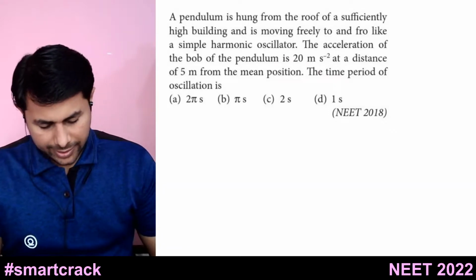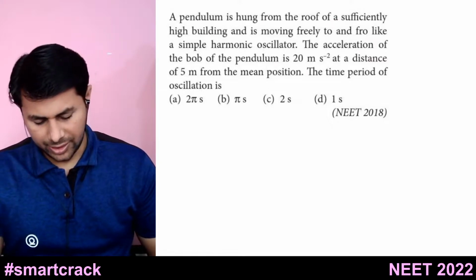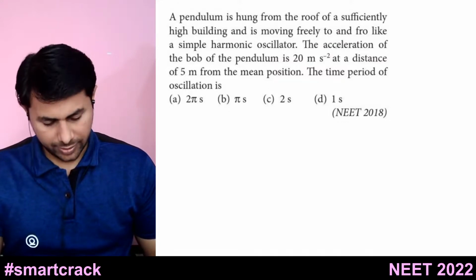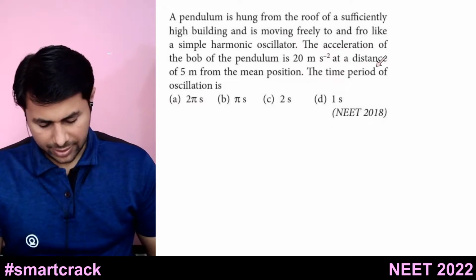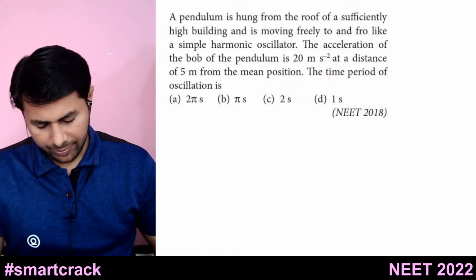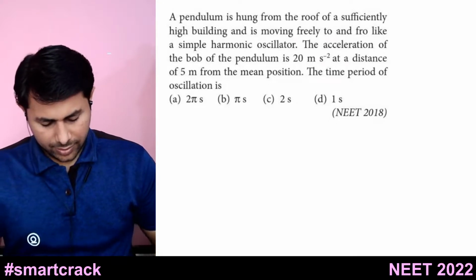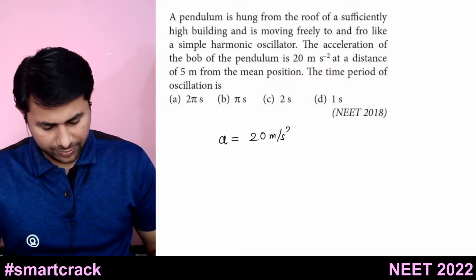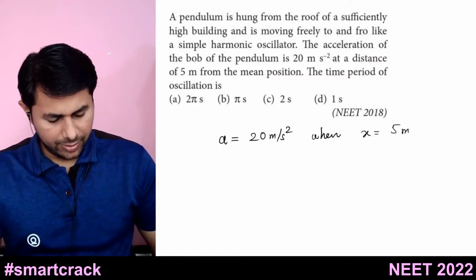All right, let's see this next question. A pendulum is hung from the roof of a sufficiently high building and is moving freely to and fro like a simple harmonic oscillator. The acceleration of the bob of the pendulum is 20 meters per second squared at a distance of 5 meters from the mean position. The time period of oscillations is? All right, so we are given that acceleration is equal to 20 meters per second squared when x is equal to 5 meters.